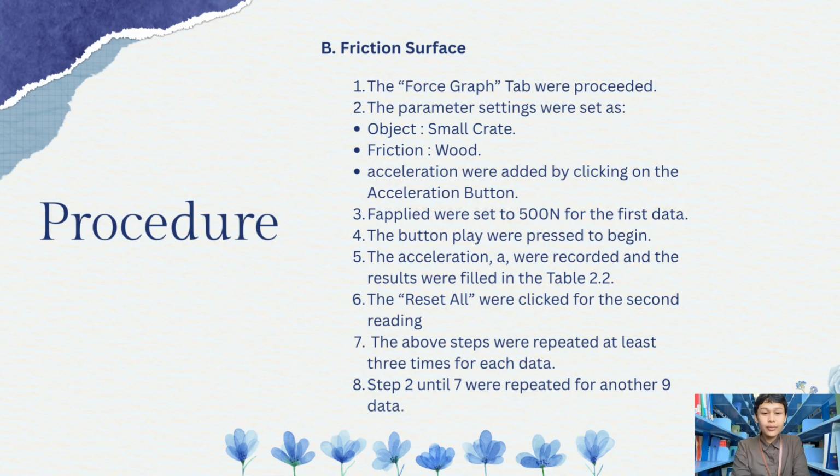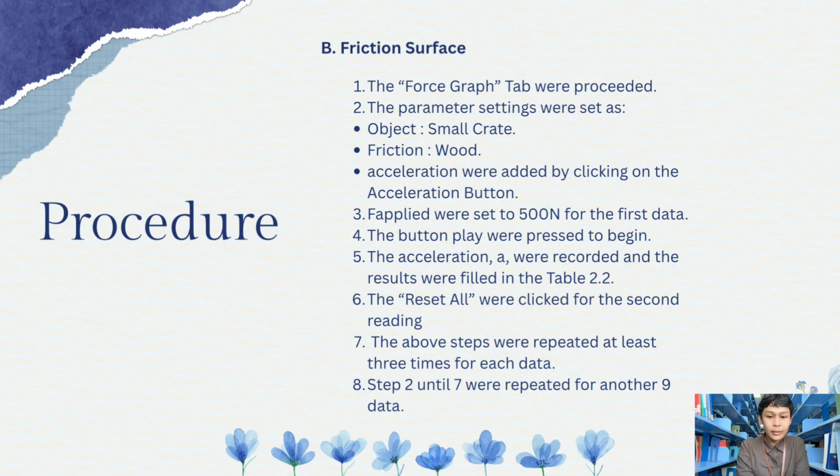As for the friction force, the procedure is the force graph tab will proceed. The parameter settings were set as object small crate, friction wood, and acceleration was added by clicking on the acceleration button. Applied force was set to 500 N for the first data. The play button was pressed to begin.